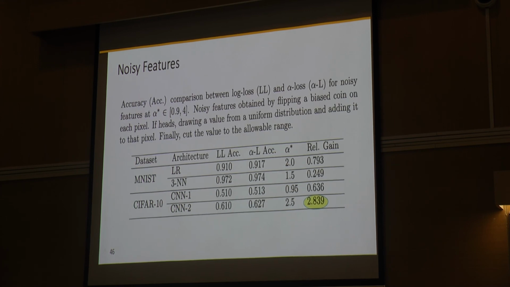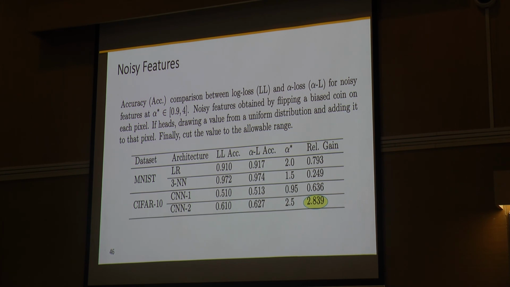Okay, so we can do this also for features, and the way we do it for features is at the pixel level. You take a biased coin on each pixel, and I think we did this over a range of probabilities. The bias is actually the probability at which you're going to flip, and we took a bunch of values. If it's heads, you draw a value from a uniform distribution and add it to the pixel. And then it may go out of range, and you just saturate it, and so on.